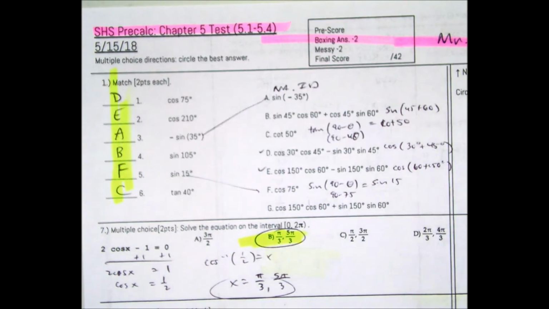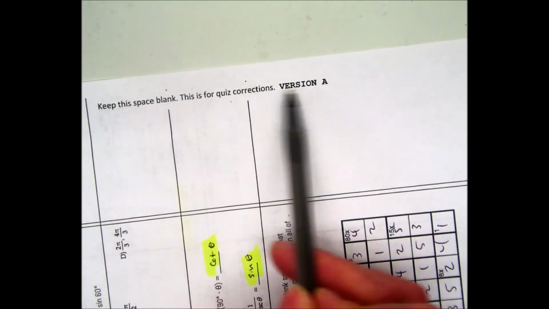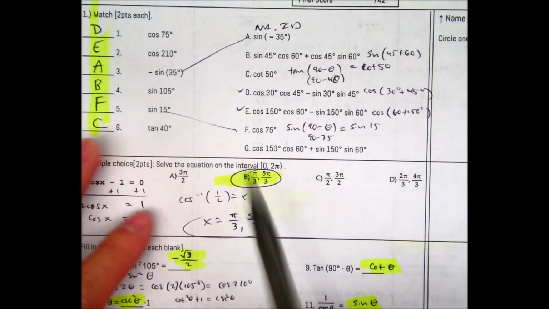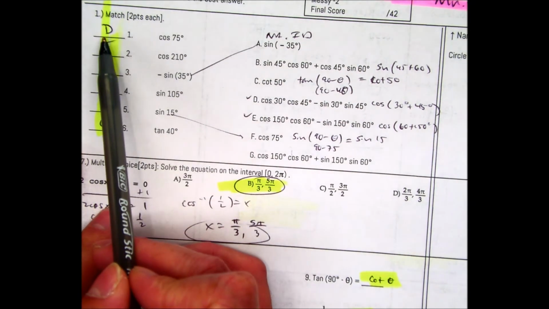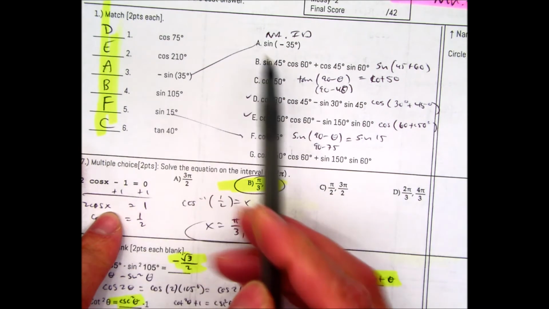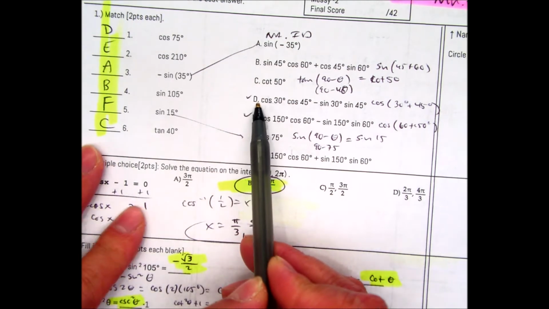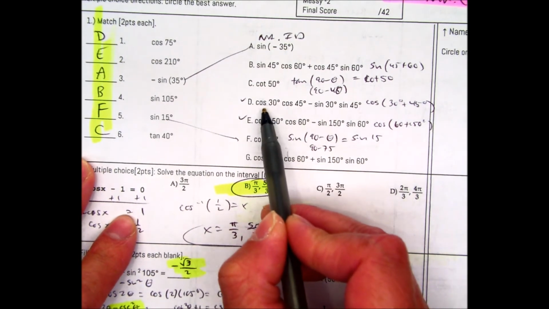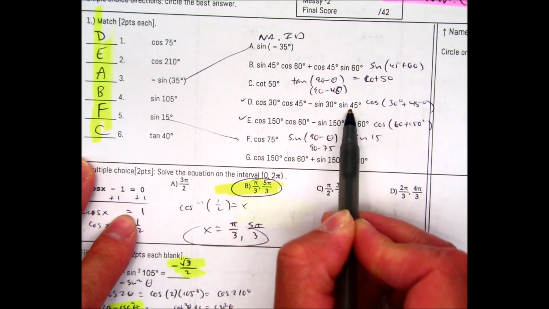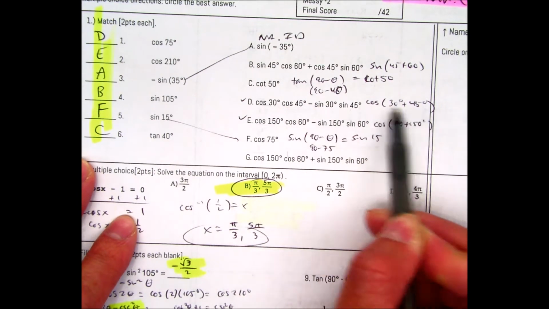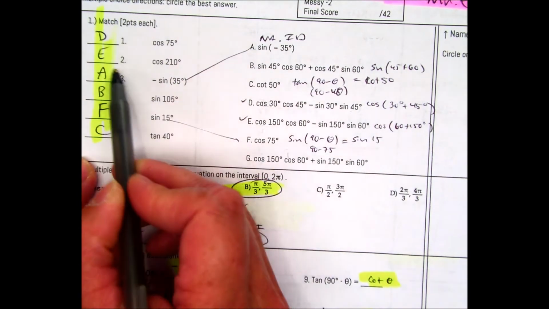This is version A. You know it's version A based off of what's on the side. Chapter 5 test, match cosine of 75 degrees. If you recognize, this is the sum identity of cosine: cosine, cosine, sine, change the sign. So 30 plus 45 gives me cosine of 75, D.